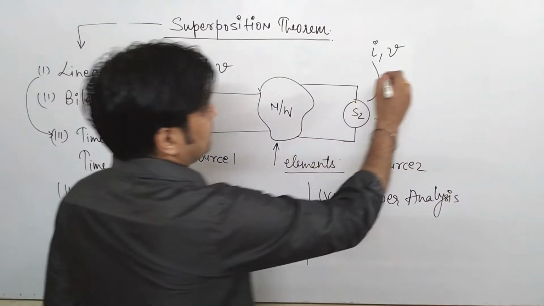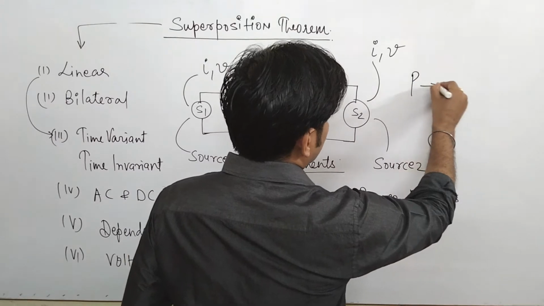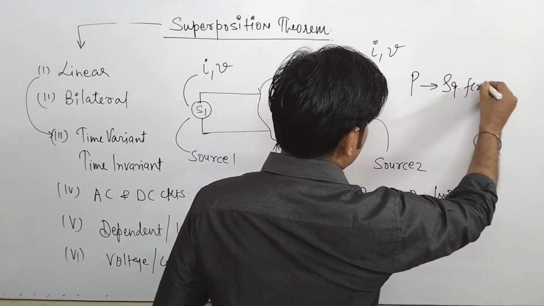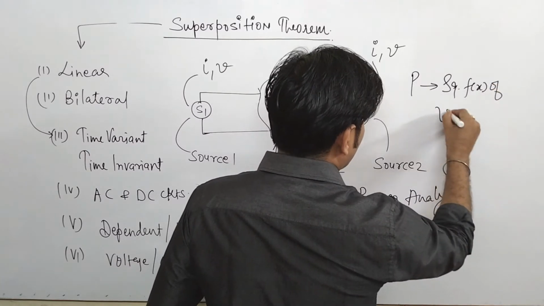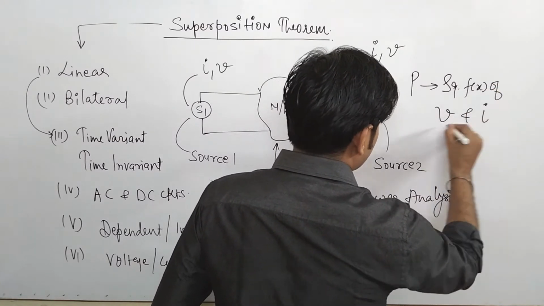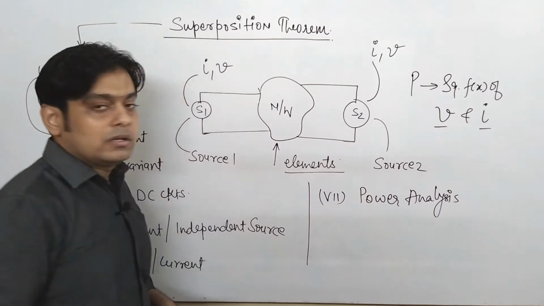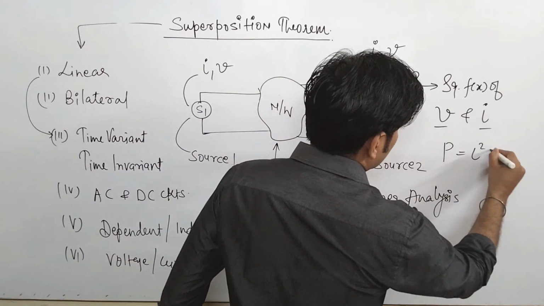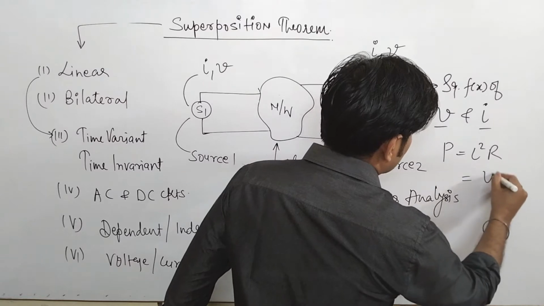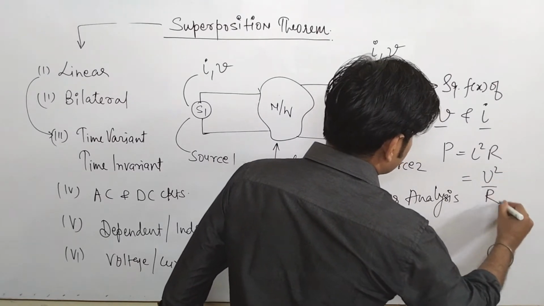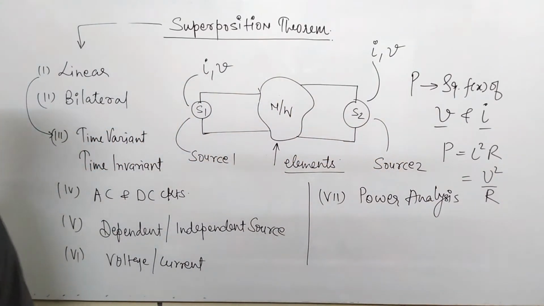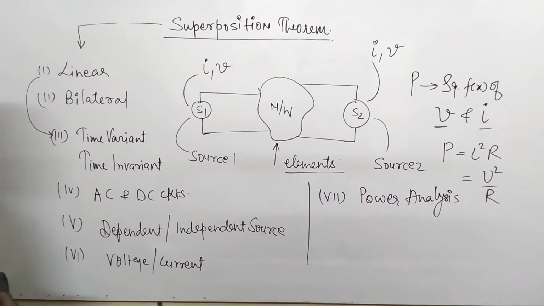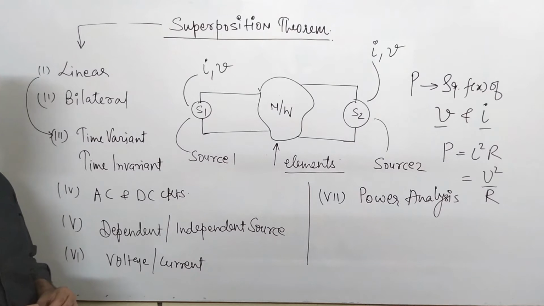Why? Because power is basically a square function of voltage and current. You know power P is either I square R, or you can say V square by R. So that's why the superposition theorem is not applicable for finding out the power in a circuit.